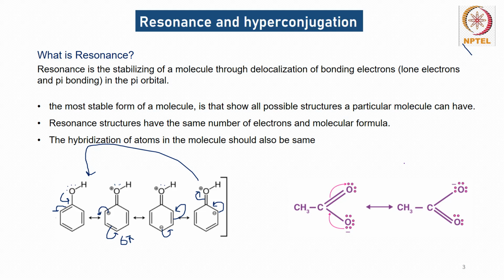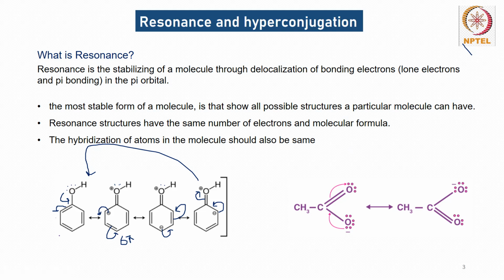Then we started discussing resonance and hyperconjugation. So what is resonance? Resonance is the stabilizing of a molecule through delocalization of the bonding electrons in the pi orbital. The most stable form of a molecule is one that shows all the possible structures a particular molecule can have. Resonance structures have the same number of electrons and molecular formula. The hybridization of the atoms in the molecule should be the same before and after the resonance.